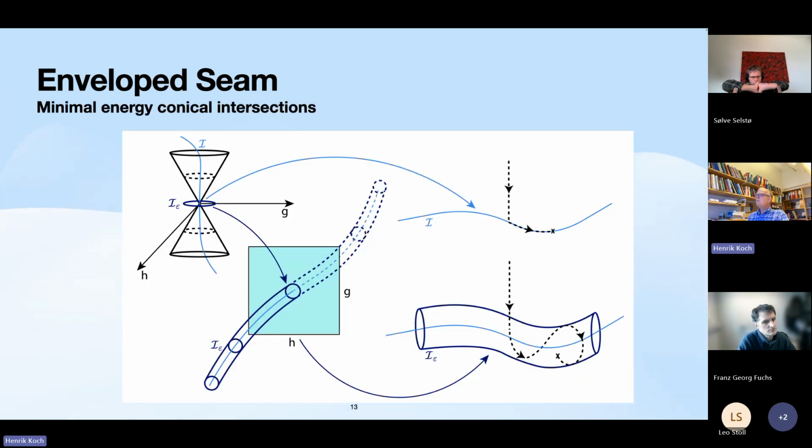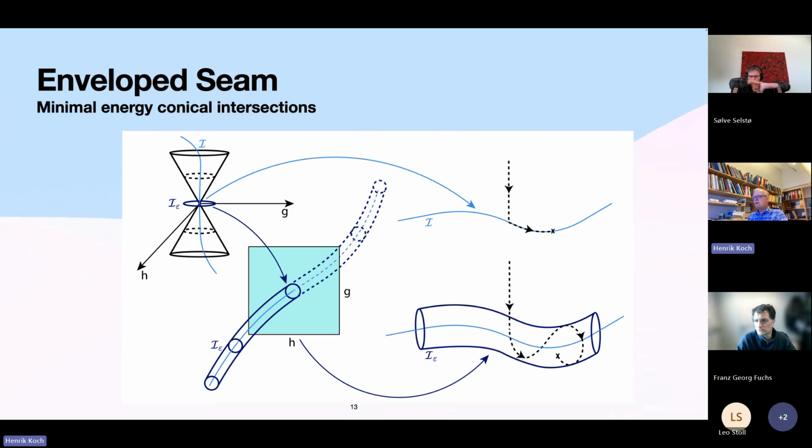Now, one way then to do this is that you have the seam, that is the blue line, and then you place a tube around this seam, and then you do the energy minimization on this tube. This actually means that you have a level function, and you only need gradient information in order to do the optimization on the tube. So this was a very nice way to avoid the complications close to the seam. Of course, if you shrink the tube too much, then you get into the same problems again.